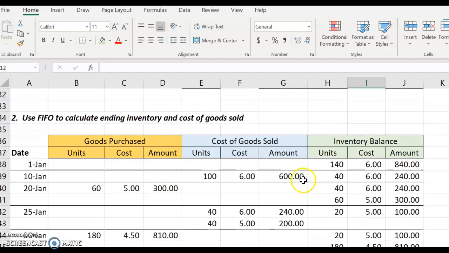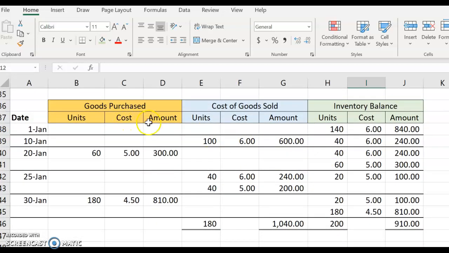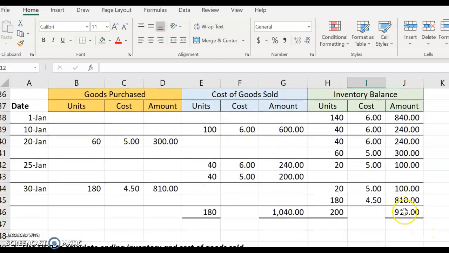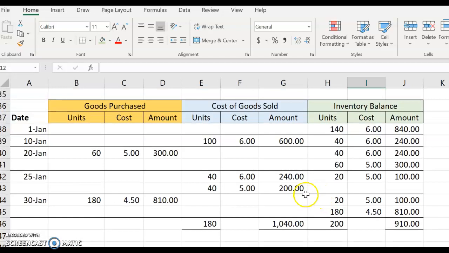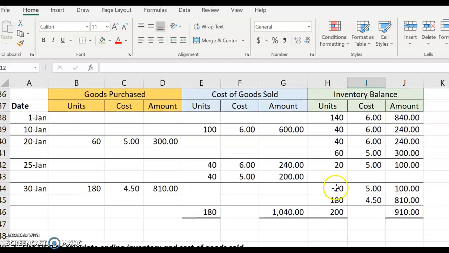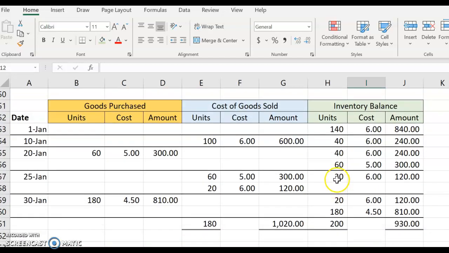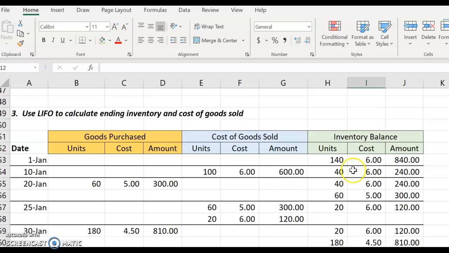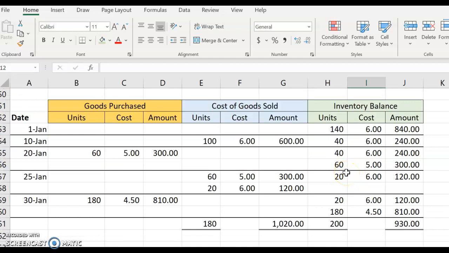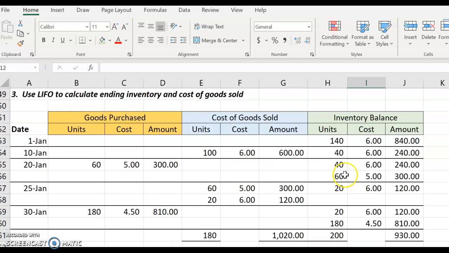In number 2, then, we're asked to use the FIFO, first in, first out. Notice that this company has declining costs. That's very unusual. In declining costs, we're going to see a higher inventory and lower cost in the FIFO method than in the LIFO method. So here we have an inventory balance of 910, cost of goods sold of 1040 in FIFO. When we go down to LIFO, we've got the higher ending inventory of 930 and the lower cost of goods sold of 1020. In rising prices, which is the norm, this would be reversed. The LIFO would have the higher cost of goods sold and the lower ending inventory.